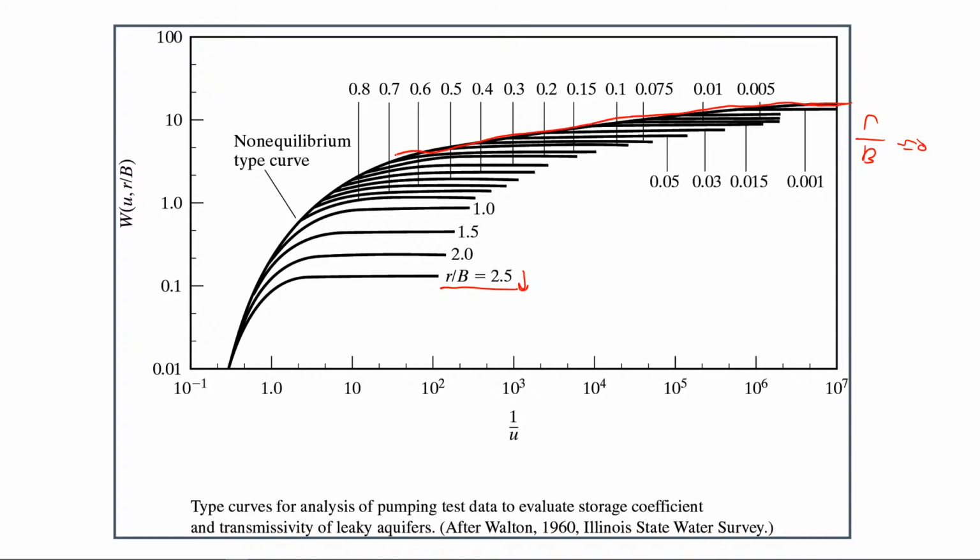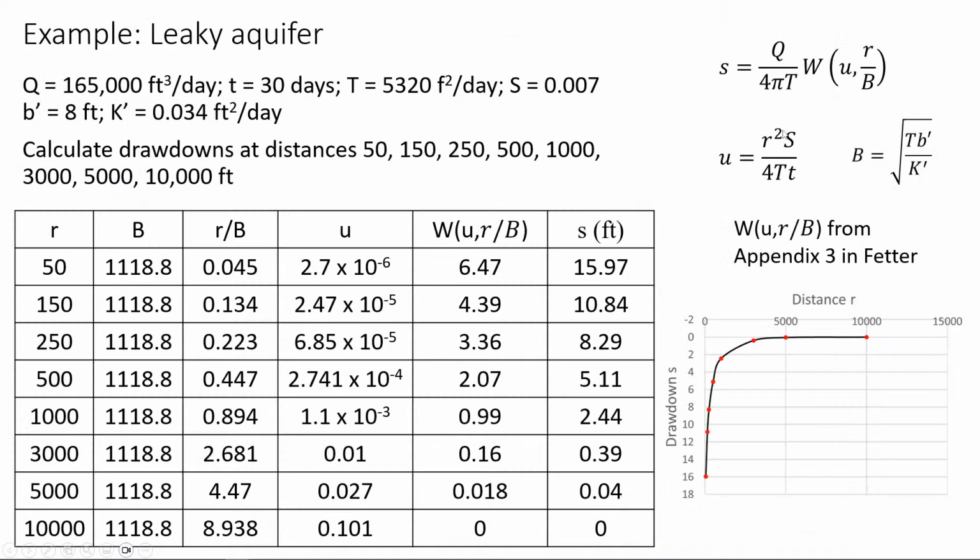Like you see here, remember the Theis curve? You have W, u, and 1 over u. So that would be your Theis curve, and there would be different curves for different r over B values. And so here is an example.